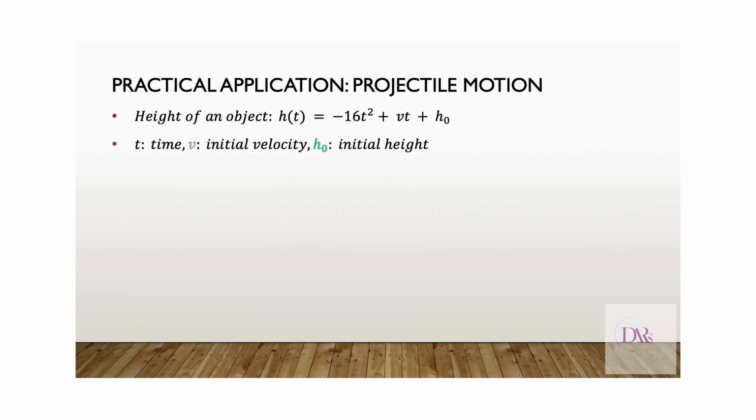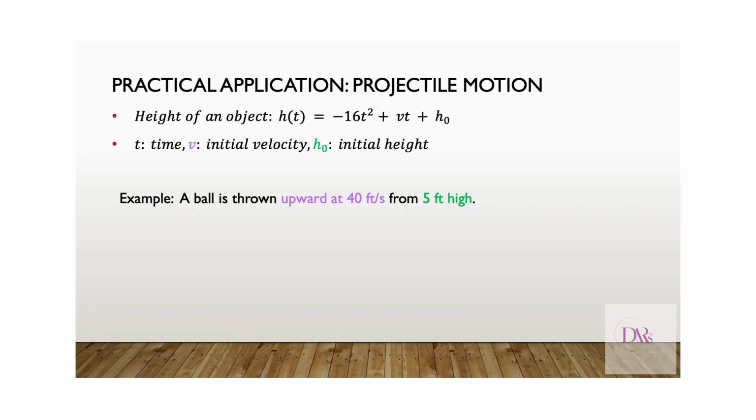Now let's look at a practical application. This is projectile motion. So here we have the height of an object given as h(t) = -16t² + vt + h₀. t is your time, v is your initial velocity, and h₀ is the initial height. So let's look at an example.